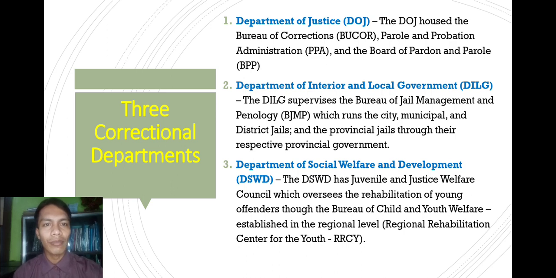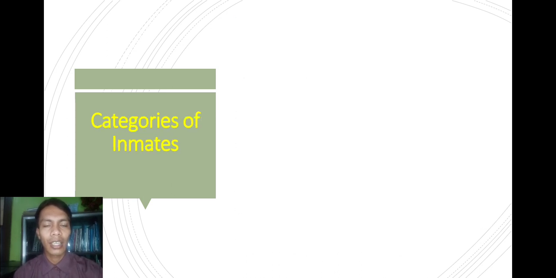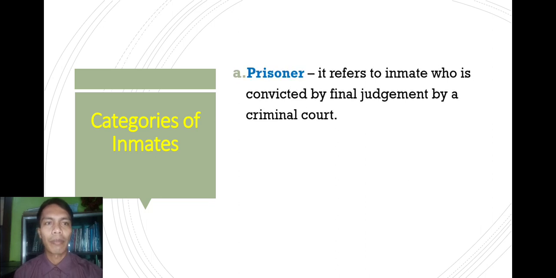Then next, the categories of inmates. So let us categorize inmates. First is called prisoners. When you say prisoner, it refers to an inmate who is convicted by final judgment by a criminal court. So a final judgment has been given and his case has been sentenced. That is called a prisoner. A final judgment has been given or he was convicted by a court.